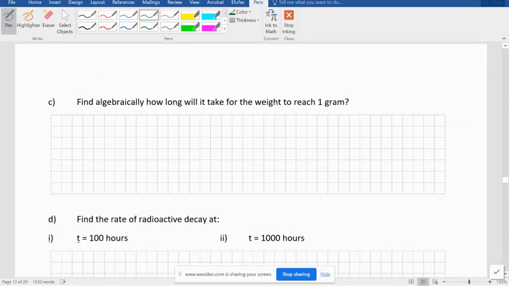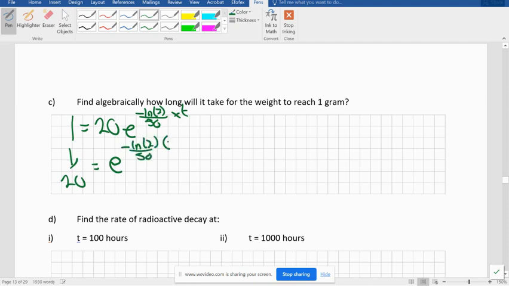Find algebraically how long it would take for the weight to reach 1 gram. Okay, so we know we've got this equation here. So what we're going to do is let the weight equal 1, and we're going to let that equal our equation that we've created. So we've got 1 is equal to 20 e to the minus ln 2 on 50 times t. We're going to do the same thing I said before. Do not actually take the log of both sides until you've just got e on its own. So you've got 1 on 20 is equal to e to the minus ln 2 on 50 t. So that's really like a constant, that thing here. I know it's a mouthful, but we'll just keep it out there.